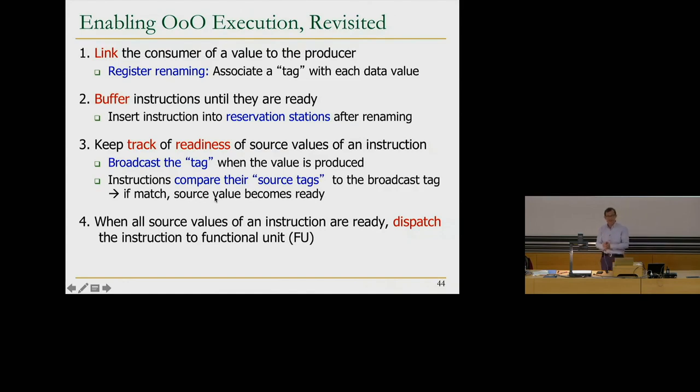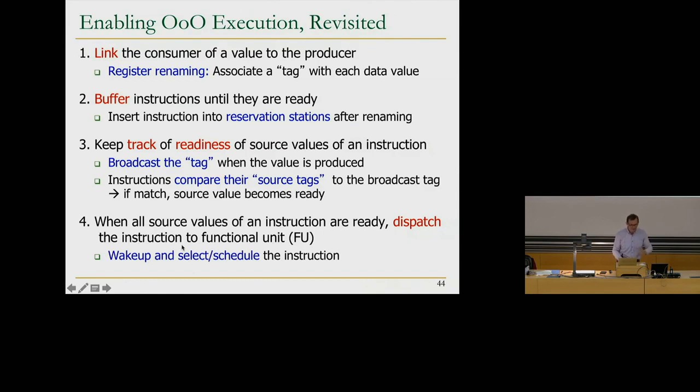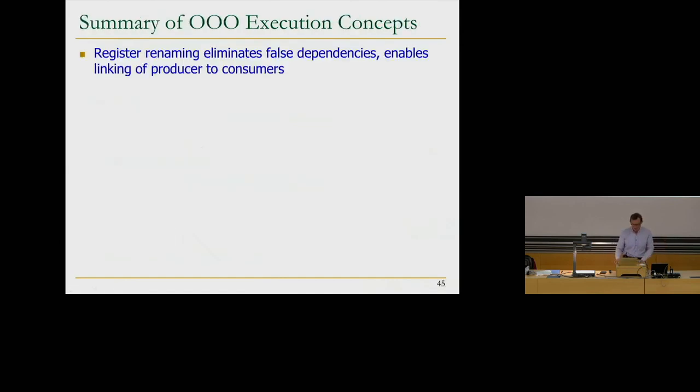And at that point, they can take the physical register ID that they're waiting for and go access the register file and get the value from there for both of their source registers. And when all source values of an instruction are ready, you dispatch the instruction. Actually, I went ahead of myself. You need to wake up the instruction and select the instruction, and then it accesses the register file after that. Okay, so that's basically it for out-of-order execution.